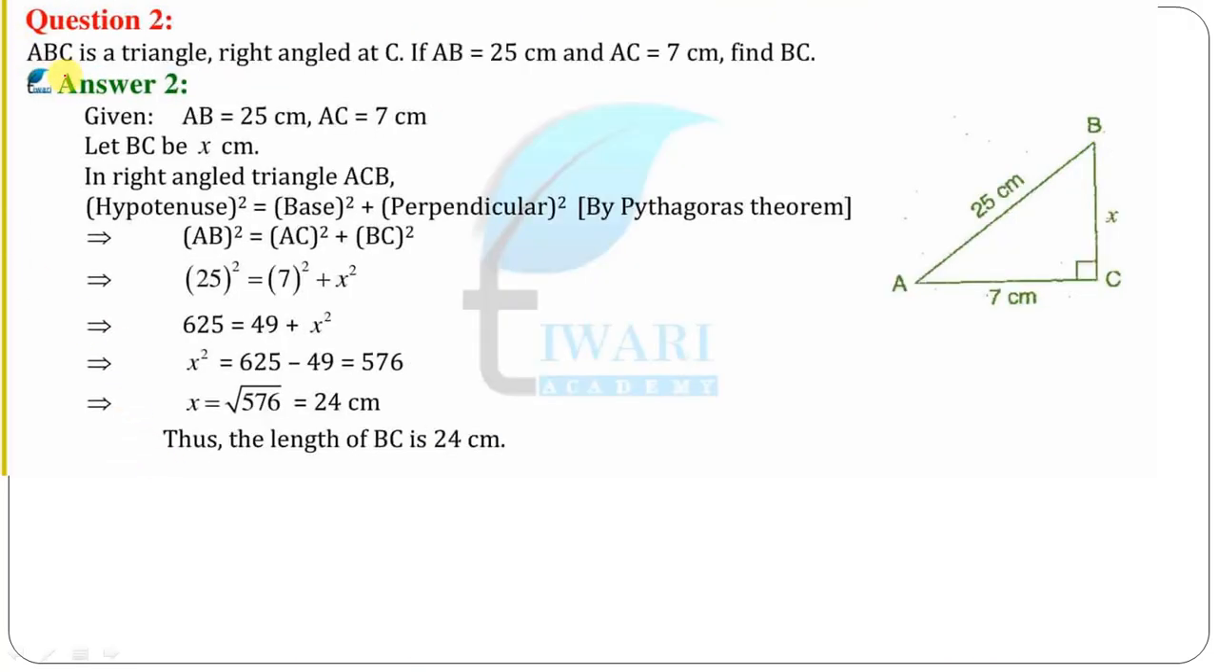So next, ABC is a triangle, right angled at C. So now the 90 degree angle is at this point C. AB is given as 25 centimeter, AC is given as 7 centimeter. We have to find the value of BC.